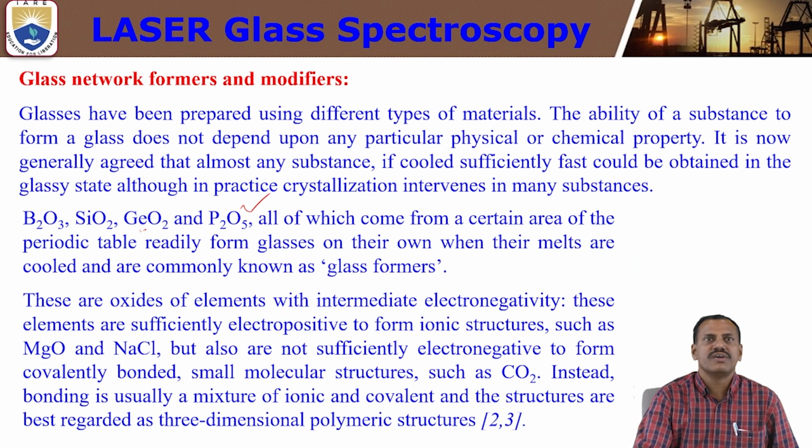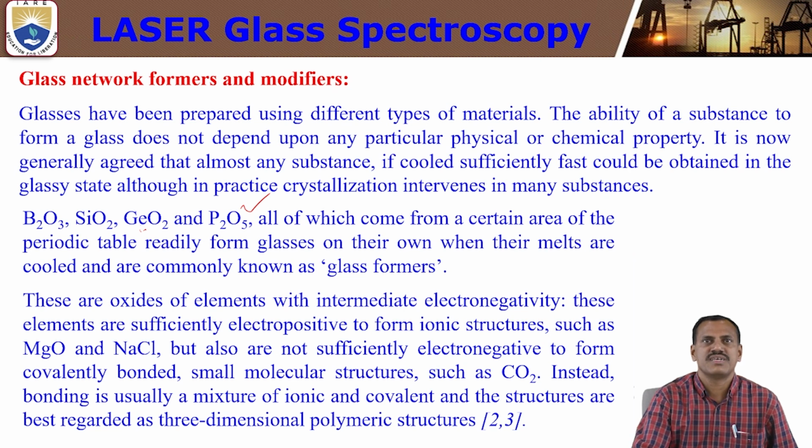Bonding is usually a mixture of ionic and covalent, so both covalent nature and ionic nature take place whenever the glass structure is formed. So these are the important glass formers and modifiers. The glass formers are mainly B2O3, silicate SiO2, germanium oxide GeO2, and phosphate glasses P2O5, phosphorus pentoxide. These are the very important glass formers.